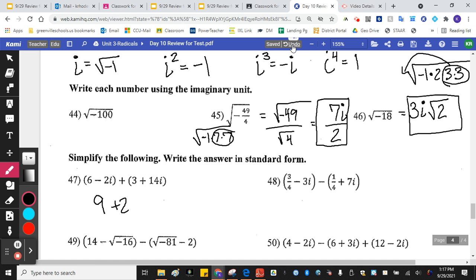That's 12i. You treat these as not like terms, because i is like a variable. You can't put those together.